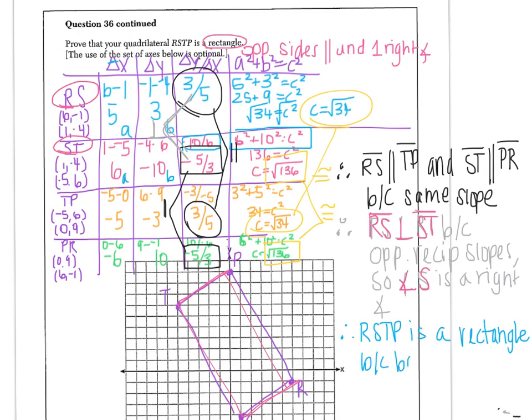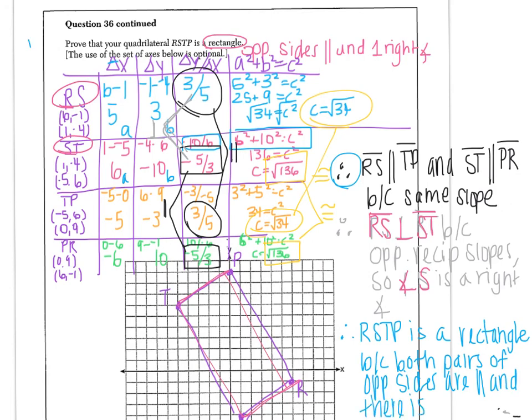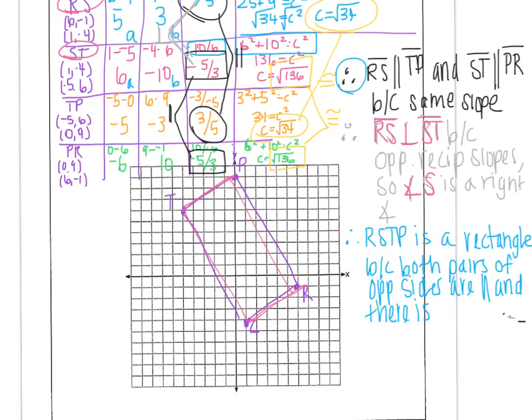because both pairs of opposite sides are parallel, just like from our first conclusion we found, and there is at least one right angle. And that's from the second conclusion. So we're making a bunch of therefores, and then we make a final therefore using those two conclusions.